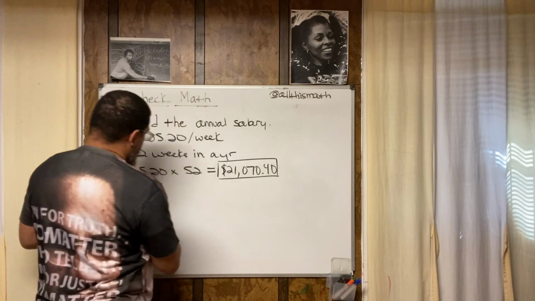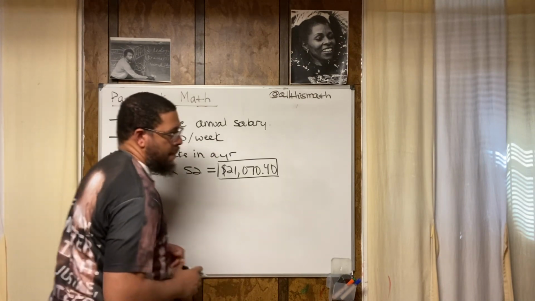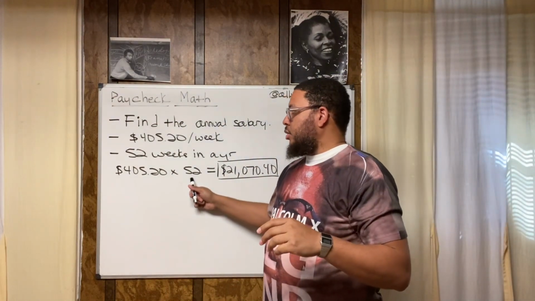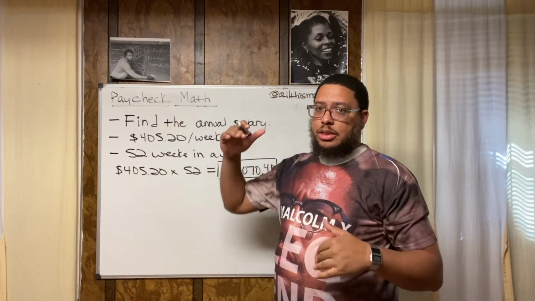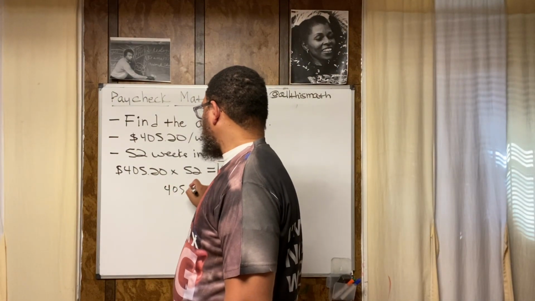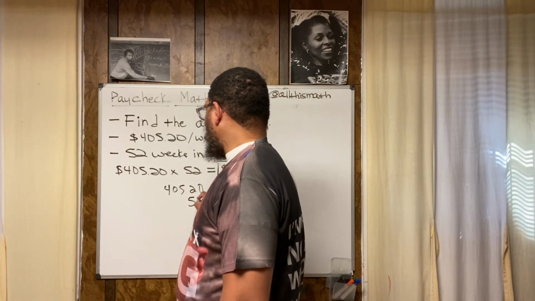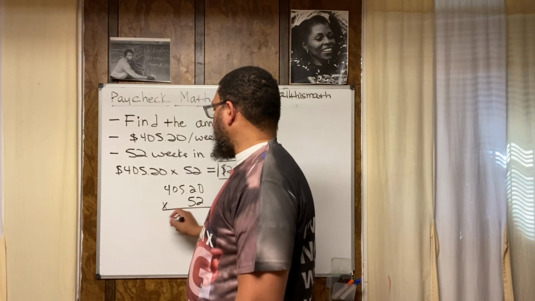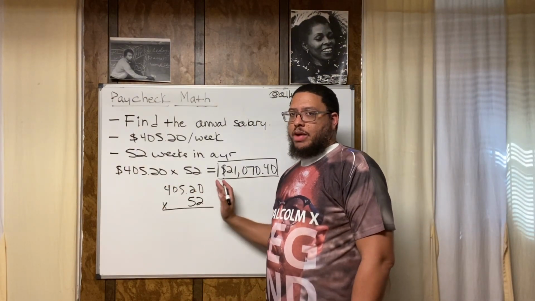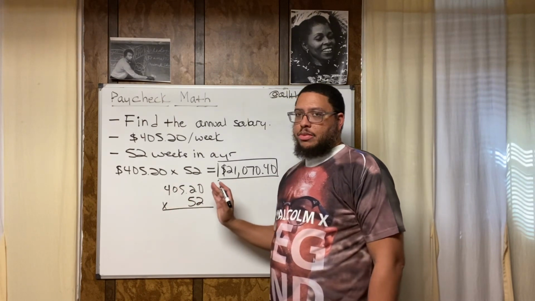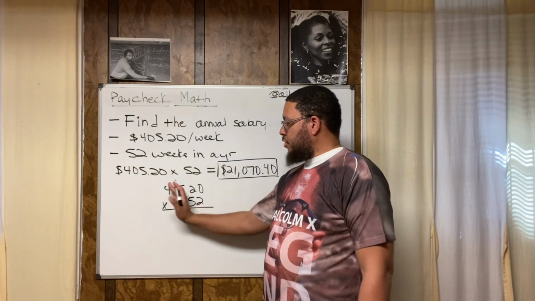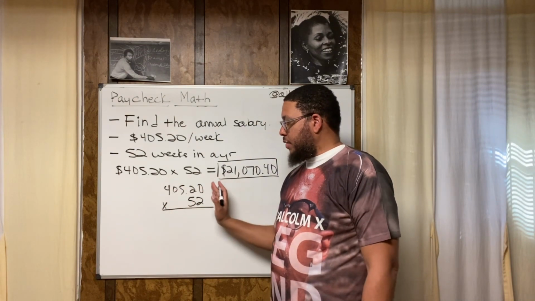So let's do 405.20 times 52. Now, the number that I put on top is the number with more digits. 52 only has 2 digits, so I don't put the number that has less digits on top. I put the number that's got more digits on top. So I'm going to do 405.20 times 52. Now, when we're doing multiplication, we don't line the numbers up according to decimal point. We line the numbers up as far to the right, like they're justified to the right, just like when typing something on Google Docs or Microsoft Word. So we push the digits as far to the right as possible.